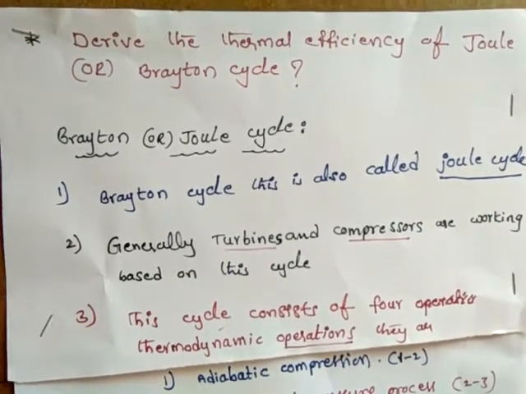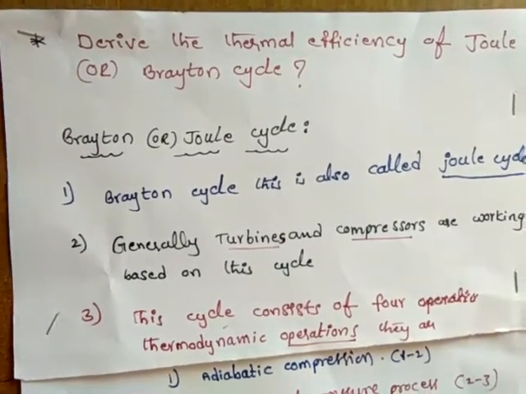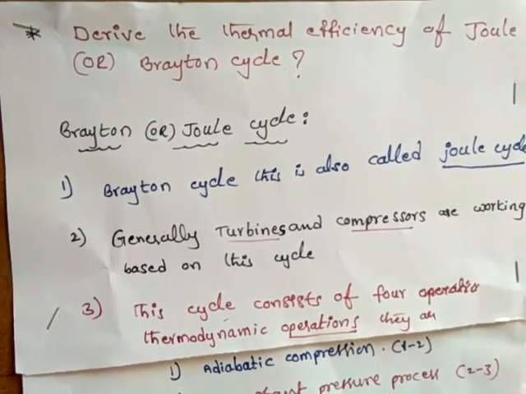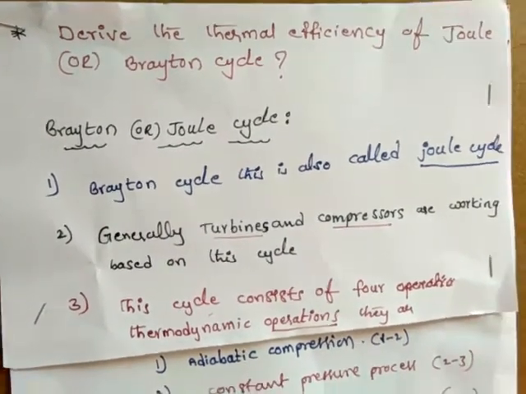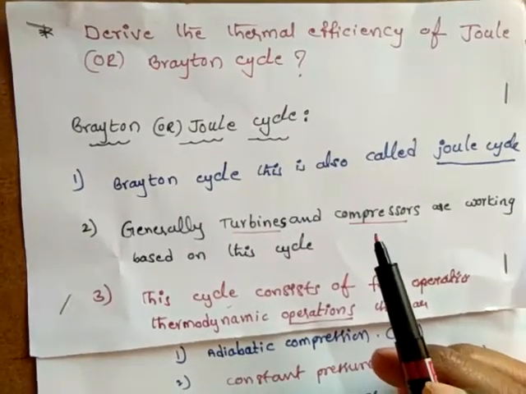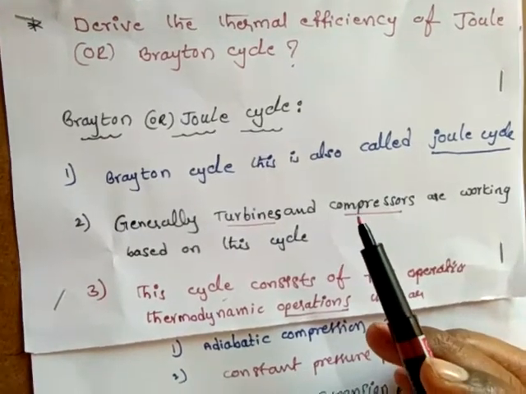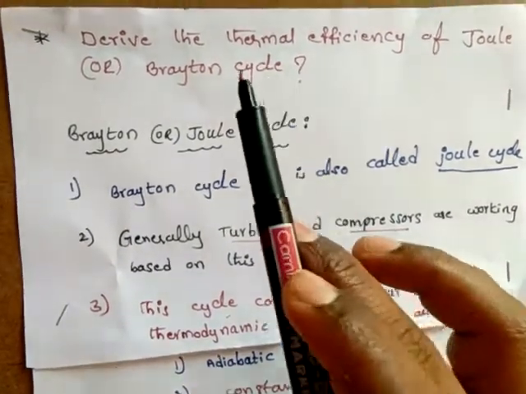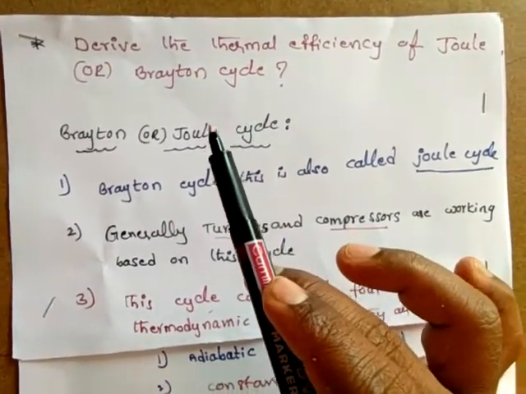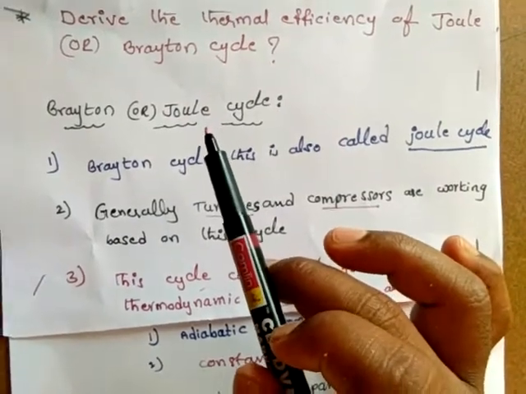In this class we are going to derive the thermal efficiency of Brayton cycle. In the previous class we derived the thermal efficiency of Otto cycle, diesel cycle, and similarly Carnot cycle. So let us see in this class how to derive the Brayton cycle thermal efficiency. The question will be like this: derive the thermal efficiency of Brayton cycle or Joule cycle. For this Brayton cycle or Joule cycle, we have a small description.